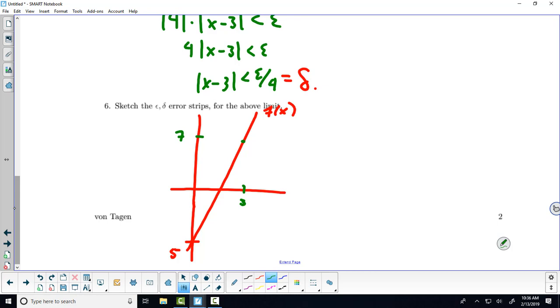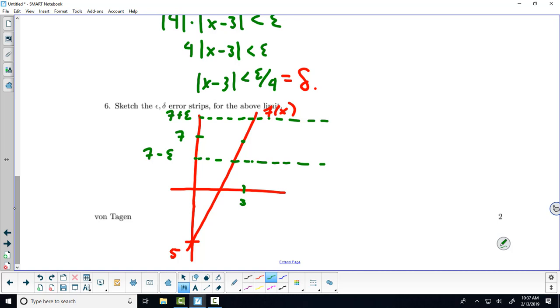Okay. So this is just a sketch, but I'm actually going to try to be sort of careful with this. If this was 7 plus my tolerance, there's my epsilon strip. And this would be 7 minus my tolerance. I'm trying to be kind of careful with this picture, actually. In relation to epsilon, how big does delta have to be?